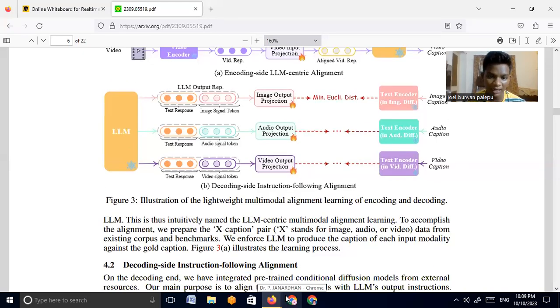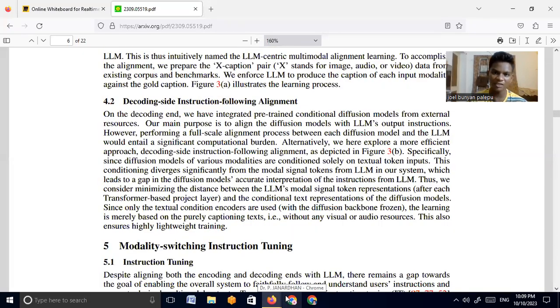And then the decoding side, instruction following fine alignment. On the decoding end, we have integrated pre-trained conditional diffusion models from external sources. One main purpose is to align the diffusion models with LLM output instructions. However, performing a full scale alignment process between each diffusion model and LLM would entail a significant computational burden.